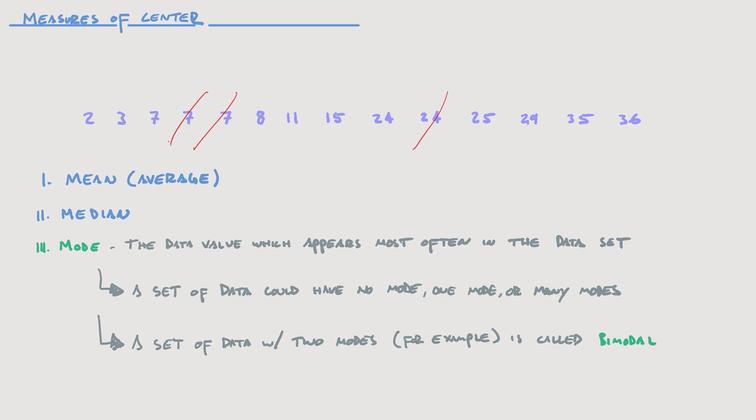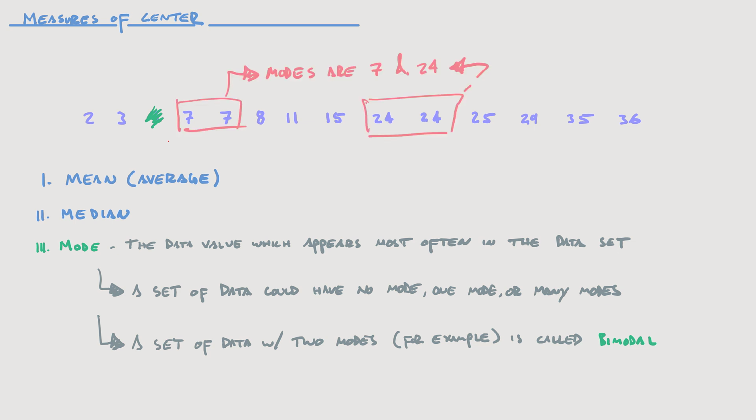You could have something that has 2 modes, in which case you'd have a bimodal set. Like this. If we got rid of the 7, one of the 7s rather, then we have 2 modes, 7 and 24. If you have 3 modes, there's 3 numbers that appear the same number of times, and it's more than any of the other numbers, then that would be called trimodal.